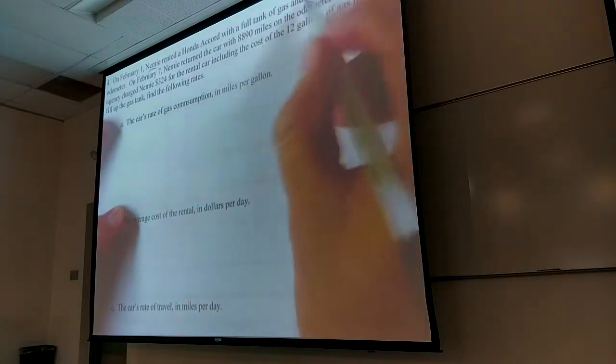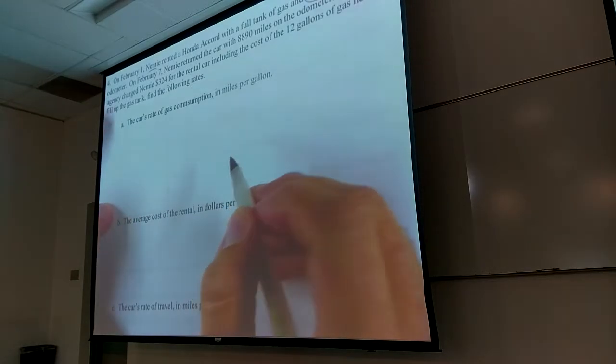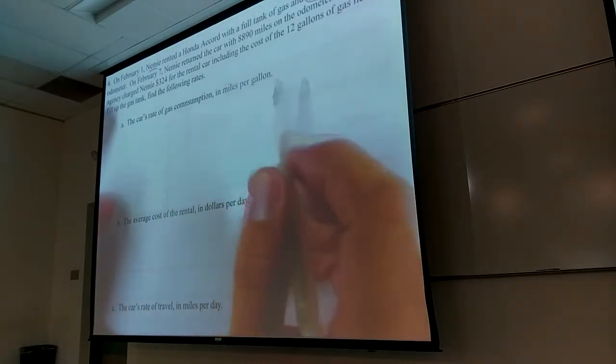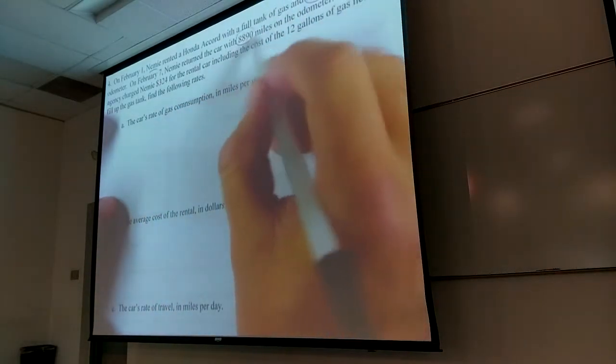Okay, let's do number 4 together here. So I don't know if you know Nemi Tapasia. She's teaching the 110 version of this right now. So on February 1st, Nemi rented a Honda Accord with a full tank of gas and 8,452 miles on the odometer. You're like, oh, I like this problem already. On February 7th, she returned the car with 8,890.